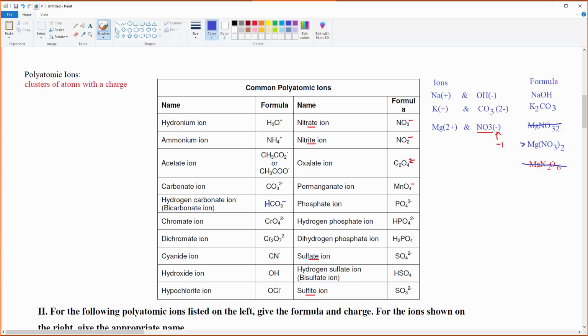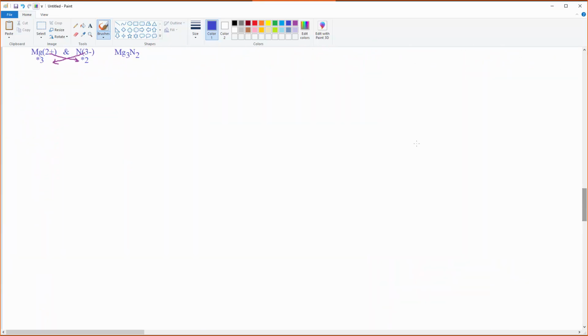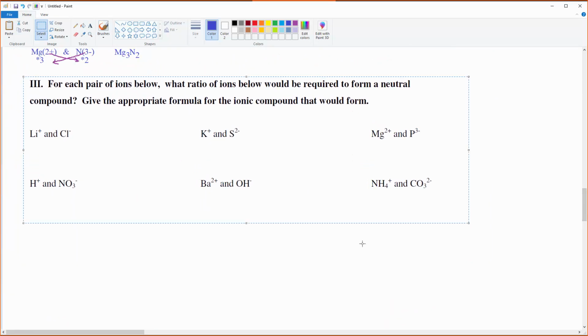So make sure that when you're putting them together and indicating the number and type, you're using those as subscripts. All right, so that is our introduction to making ionic compounds. I want to do a little bit of practice here before I let you go. This is again from your worksheet, and I've got a little section where we're putting these together. For each pair of ions below, what does the formula for the ionic compound look like?